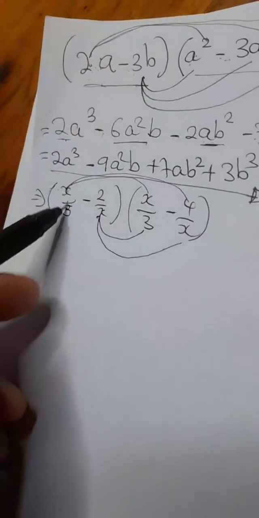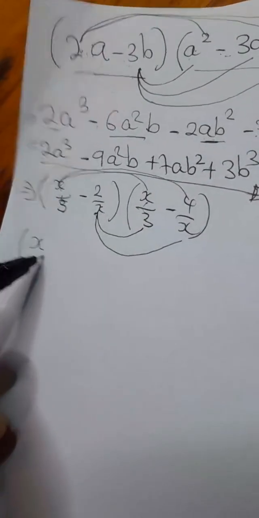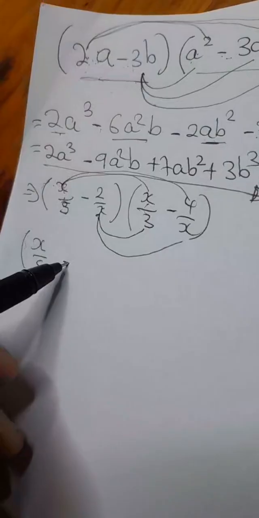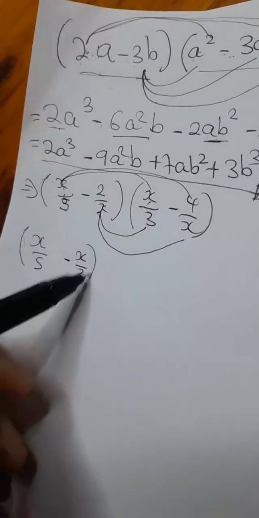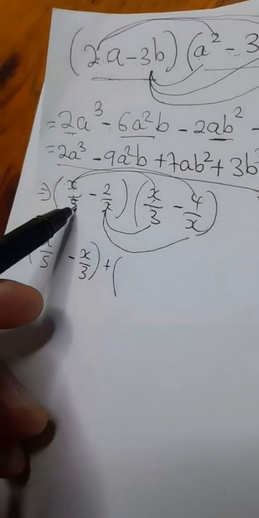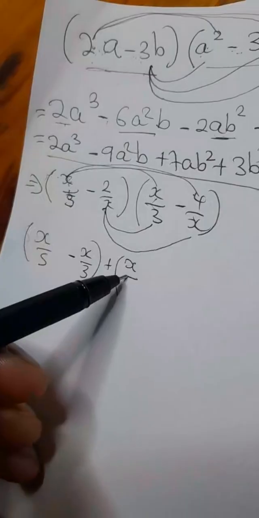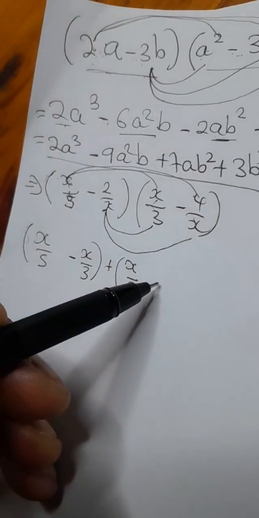So the first one, x over 5 multiplied by x over 3. So it's x over 5 times x over 3. That's the first one. Plus x over 5 times minus 4 over x.